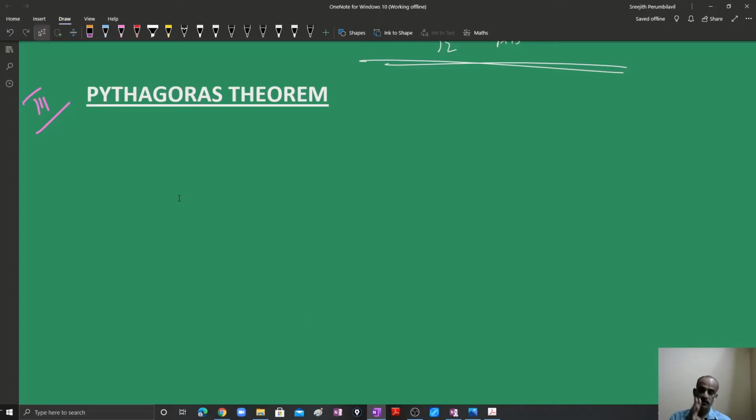There are 3 theorems in this chapter to be learned for the board exam context. First one is Thales theorem, that is basic proportionality theorem. Second one was ratio of area of similar triangles. Third one is Pythagoras theorem.